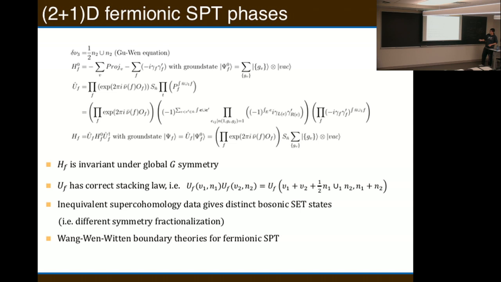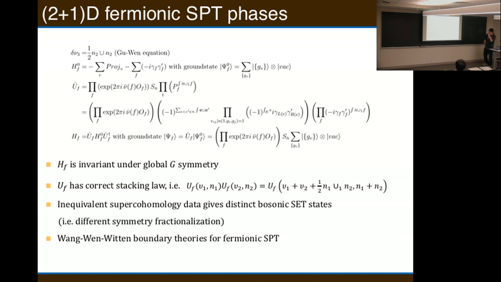It turns out this model has some nice properties. For example, we can check that the Hamiltonian is symmetric under the global G action. We can show that when we multiply two different circuits, we get another circuit with another supercohomology data. And then we can show that different data will give different physical quantities. For example, if we calculate the symmetry fractionalization on a boundary, it turns out that different data will have different results, which means different data will give different topological phases. And the final one is the most interesting one.